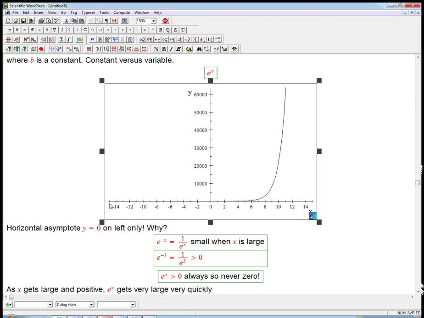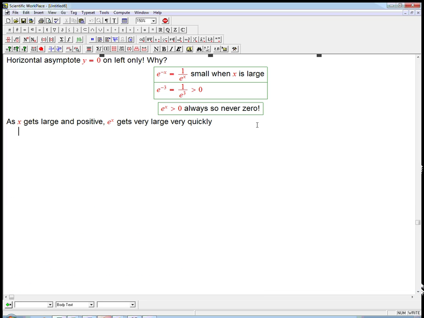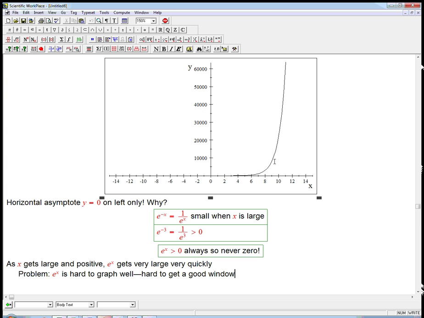But we don't see it here because it's too small on this scale. We don't see it here because it's too big. There's only a brief time when we see this characteristic swooping upward shape. And so that's something I could mention. The problem is that e to the x is hard to graph well. Hard to get a good window. In some classes I go into, that's a lead-in into things like semi-log graph paper, which is very useful. It solves that problem, but we're not going to do that in this review.